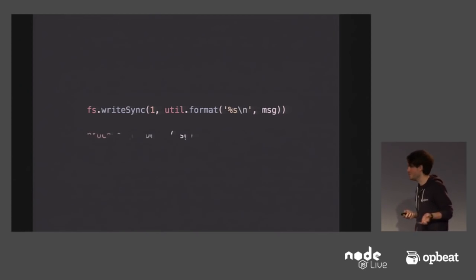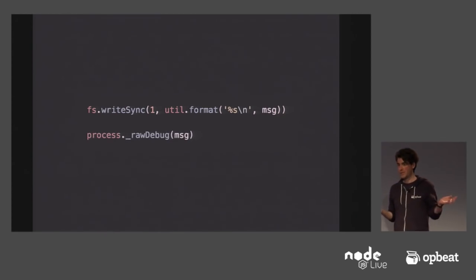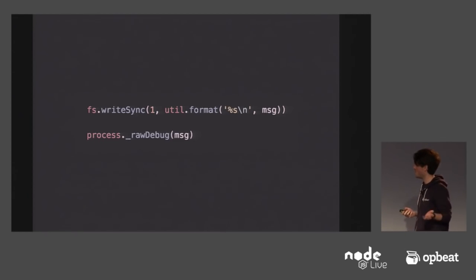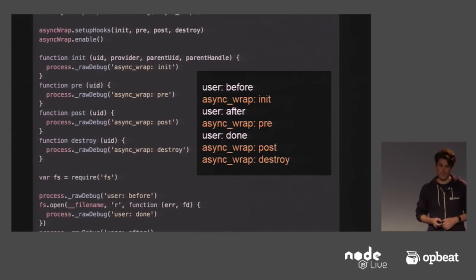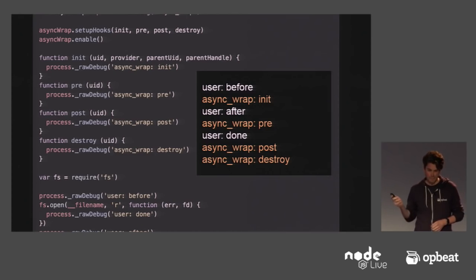So what I like to do is use this secret thing called process._rawDebug, which is basically just a synchronous version of console.log, but it's easy for debugging stuff inside AsyncWrap. So if we use that instead, then now we get the same output again. Good.